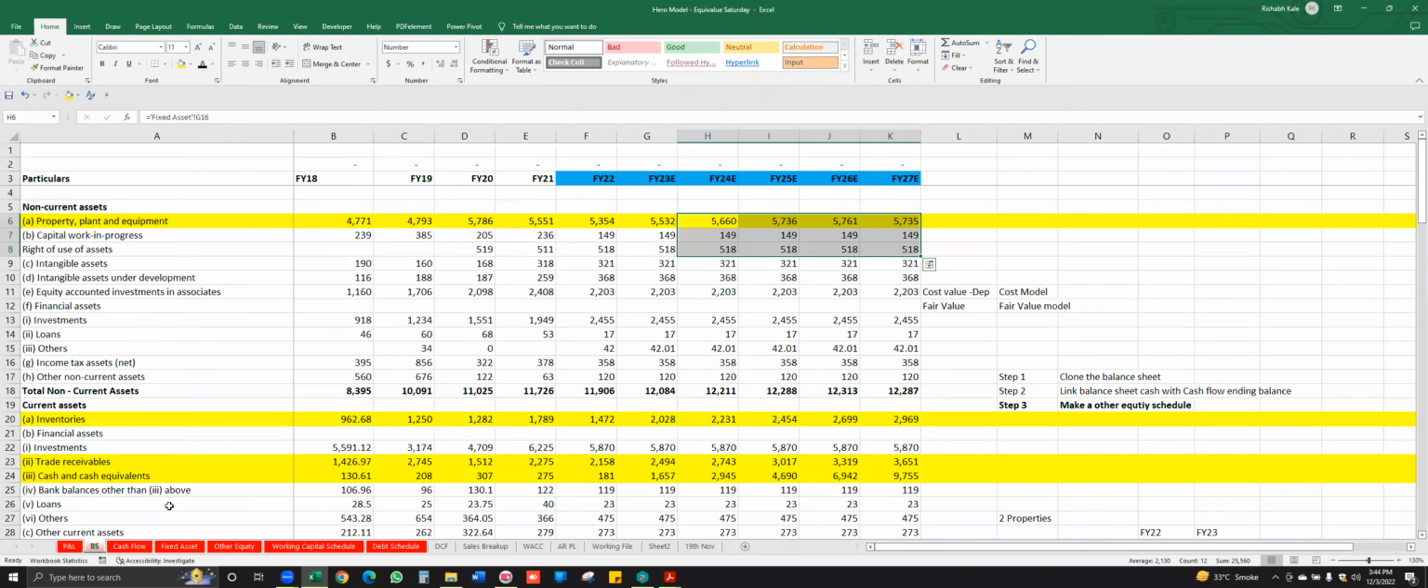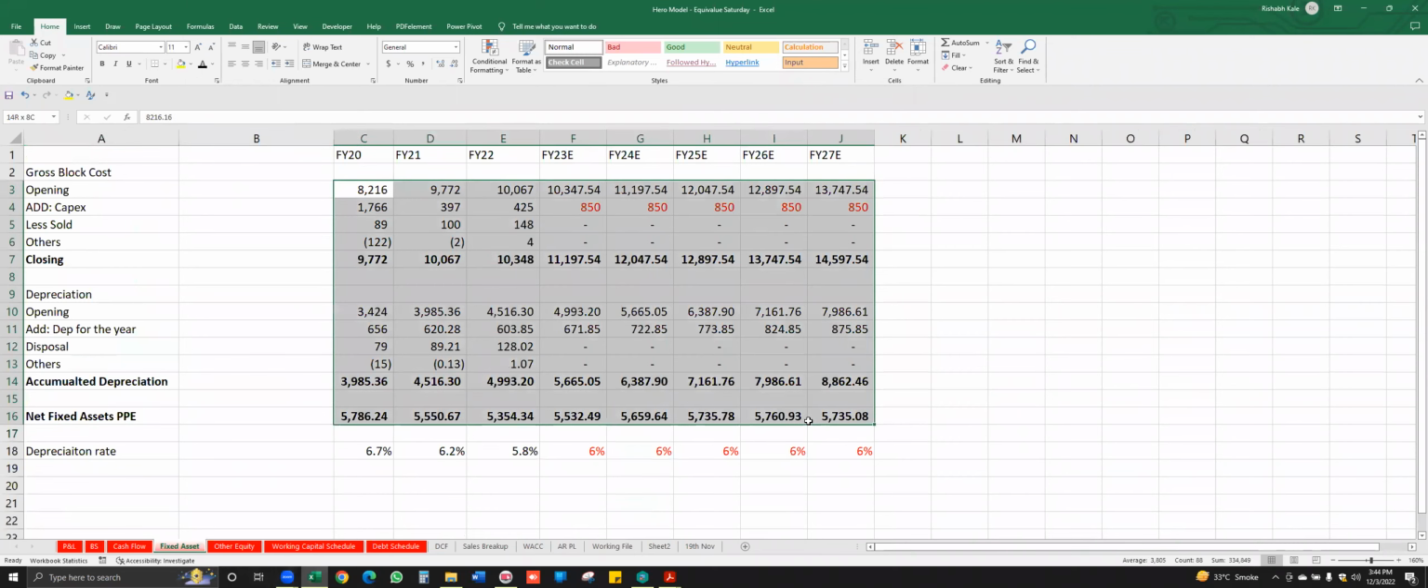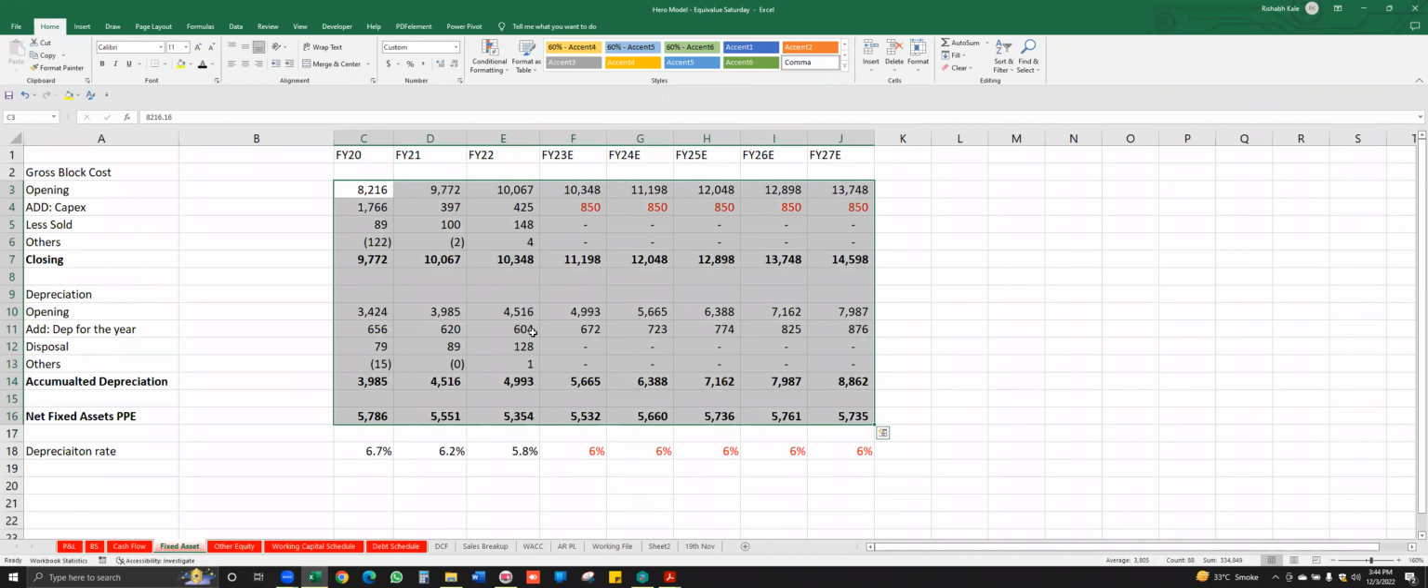How many assets are there? One, this, and this. You have to make a schedule for all of these in the same format as we did over here. This helps you get your exact capex number and helps you to tally your balance sheet.